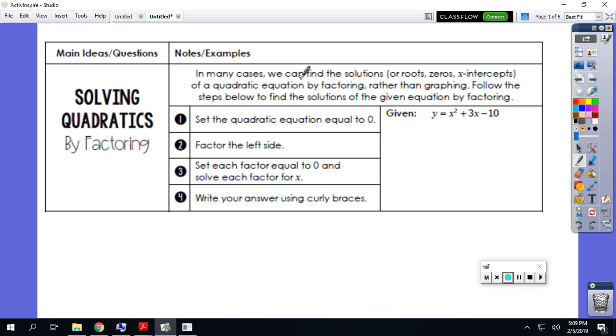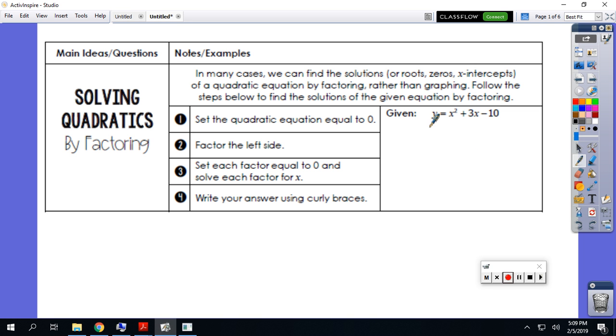So in many cases, like I talked about, we can find the solutions, or roots, zeros, x-intercepts of a quadratic equation by factoring rather than by graphing. So follow the steps below to find the solutions of the given equations by factoring. And I will tell you, some of these will be on the non-calculator portion of the PARCC exam, which is why it's so important that we know how to do this without our calculator.